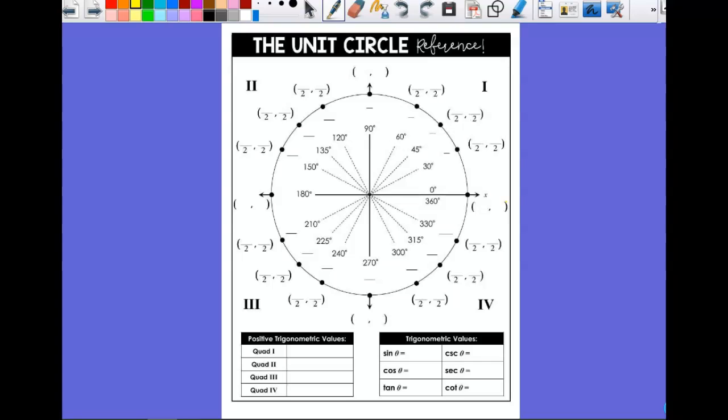We good? So go ahead, I'm going to give you a little bit. I want you to fill in everything on this circle. Fill in your radian angles and fill in these ordered pairs. It'll go quicker than last time because the little parentheses and their stuff are already there for you.